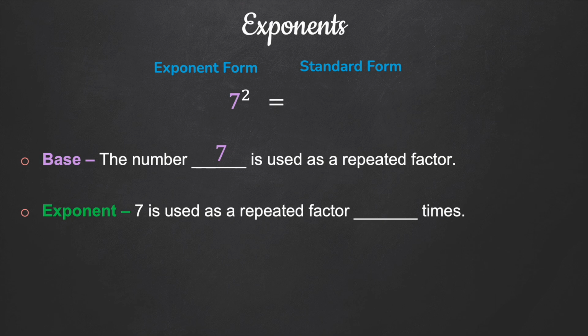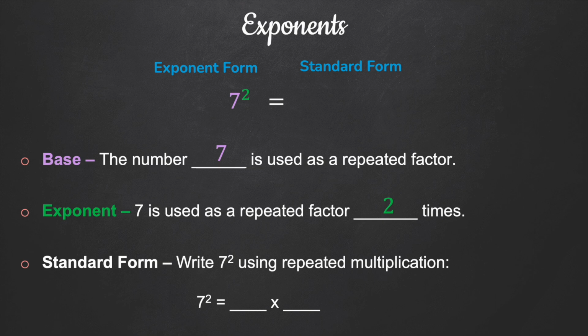For our exponent, 7 is used as a repeated factor blank times. That would be 2 because our exponent is 2. And in order to write this in standard form, we have to write 7 squared using repeated multiplication. So 7 squared is equal to 7 times 7.